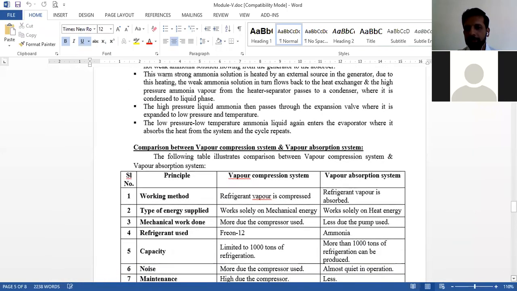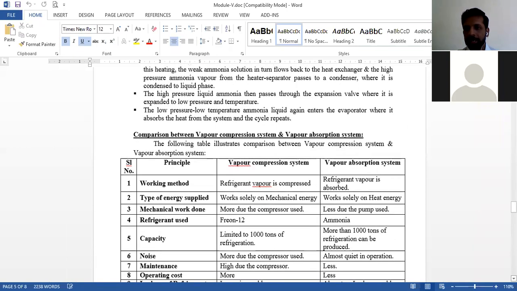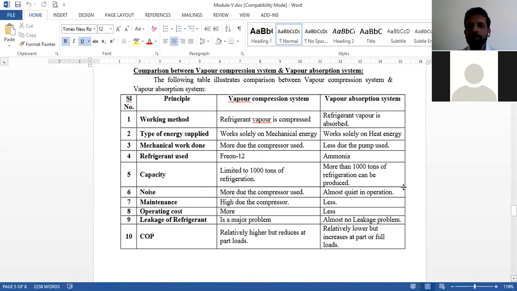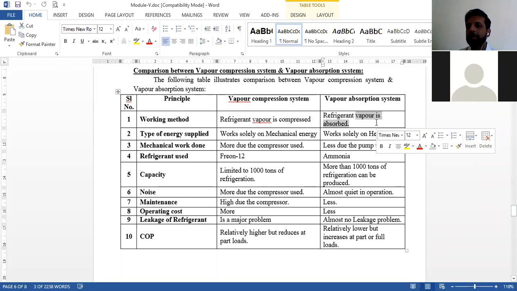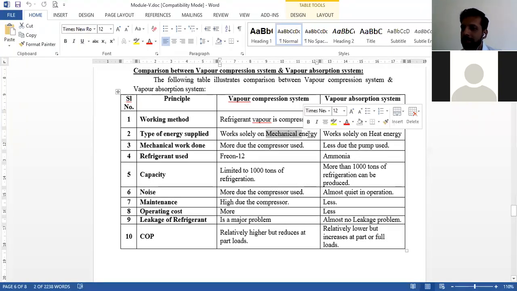So the differences between vapor compression system and vapor absorption system are, first, the working method. Here the refrigerant is compressed in the vapor compression system, but in the absorption system the vapor is absorbed by the liquid ammonia present in the absorber tank. Next is the type of energy supplied. The compression system works purely on mechanical energy because it uses a compressor. Without that compressor, the vapor compression system will never work.